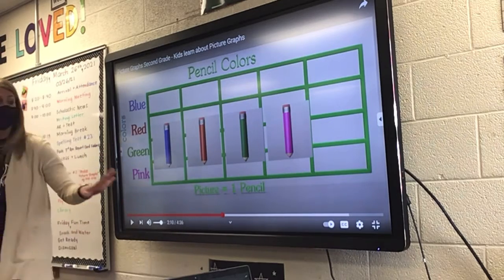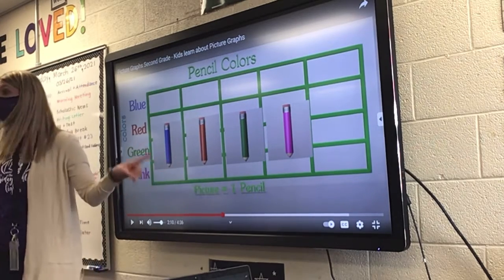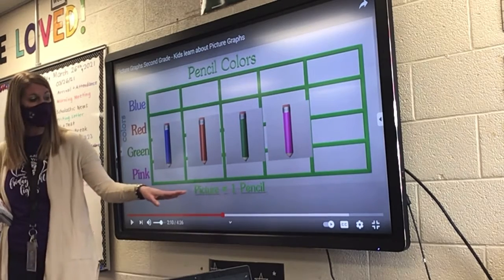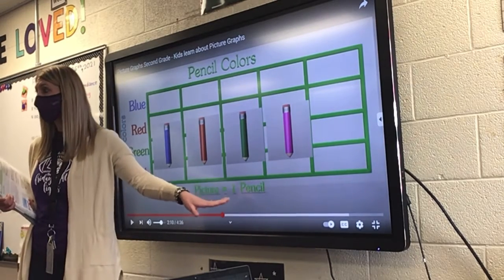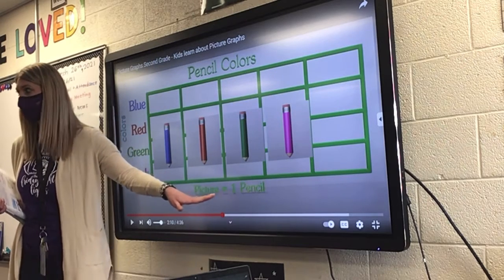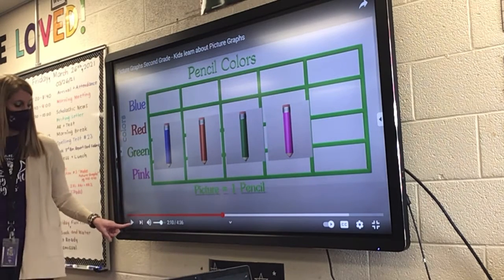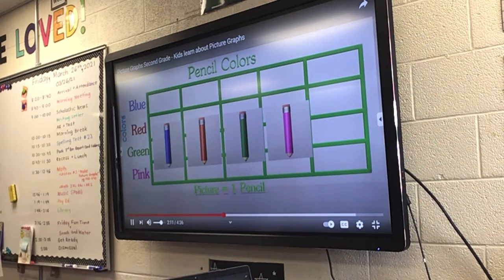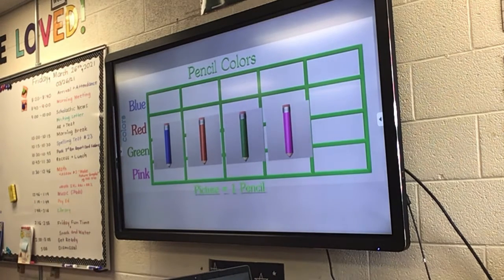So in math, you're also going to have a key. And you want to look at that because that key is going to tell you what the picture is going to equal. So one picture of a pencil equals one pencil. Okay? So always look at your key. One of these pictures represents one colored pencil.